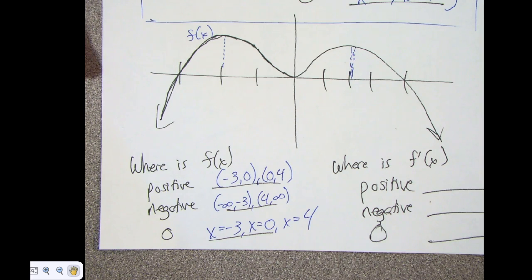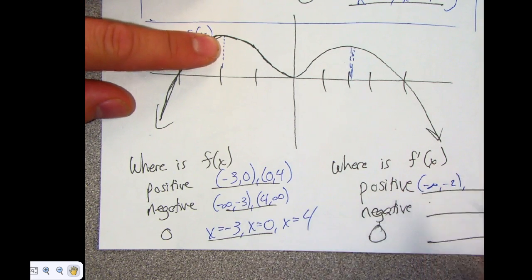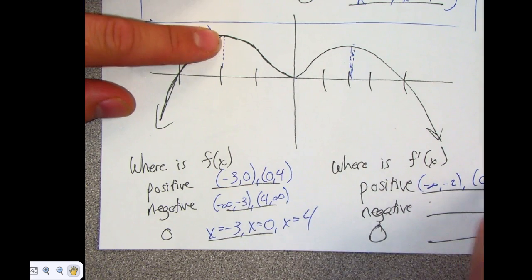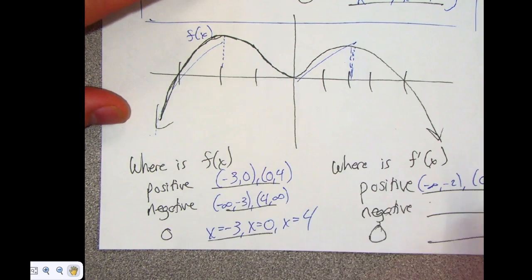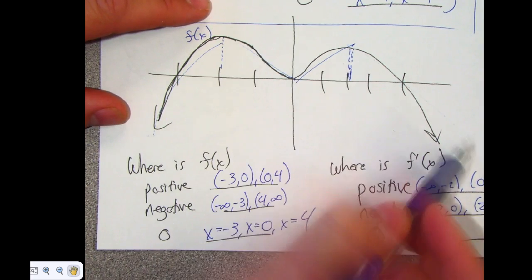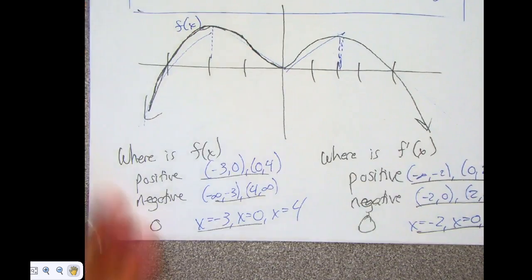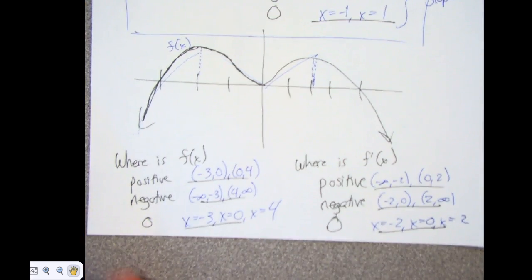Are we still working on f prime? Or should I go ahead? Alright. So f prime should be positive all the way from -infinity to -2, and from 0 to 2. And that's it. Those are the 2 spots where we're sloping up. Negative, we're going to go from -2 to 0, and 2 to infinity. That's 2 times we're going down. Slope would be 0 at 3 spots: x equals -2, x equals 0, and x equals 2. Is that okay for the f primes?